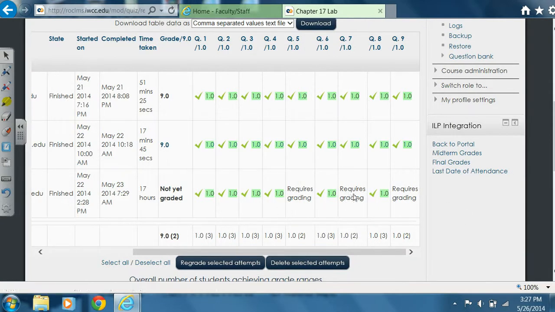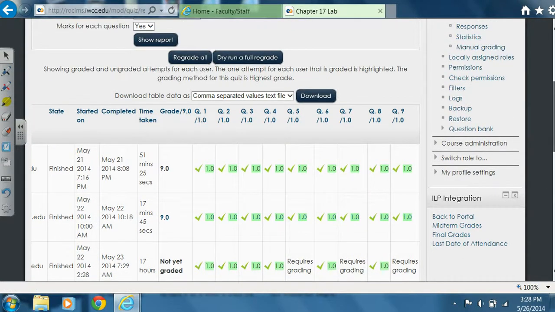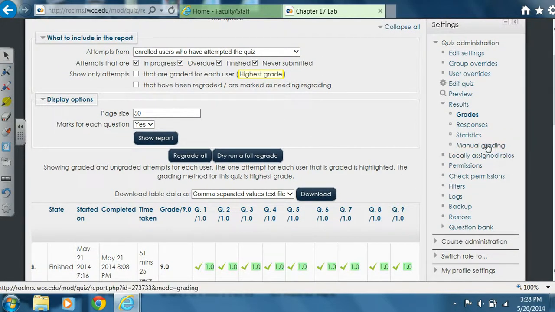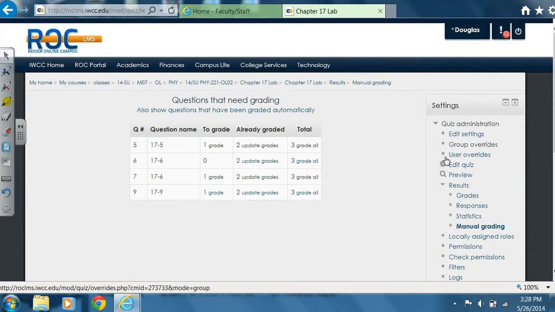Now, these are all essay questions. The first 3 questions are, did you download the software? Can you make the software work? Can you tell what's wrong with the software? If I had more than just 1 guy to grade, right now I would hit not graded yet, but if I had more than 1 guy to grade, what I would do is I would go to manual grading. So right there we have a thing called manual grading. I'd click on it, and now it has some guys to be graded.